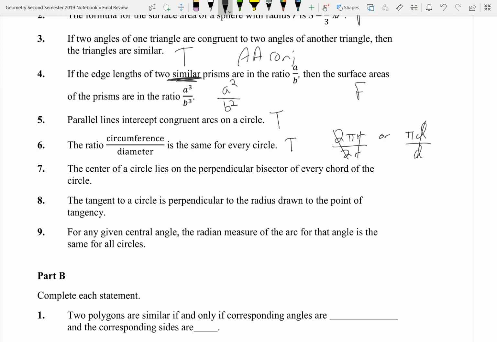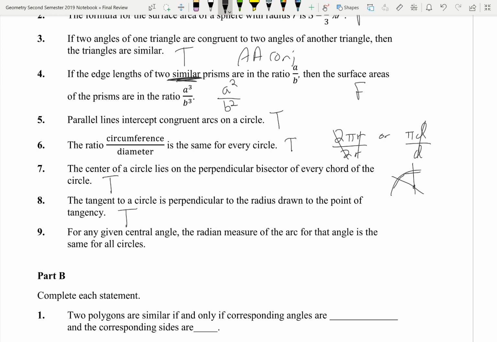The center of a circle lies on the perpendicular bisector of every chord on the circle. That is true. That's a conjecture from chapter 9. Kind of like one of the quiz questions, number 4, where you had that arc and you drew two perpendicular bisectors to find the center of that circle. A tangent to a circle is perpendicular to the radius drawn at the point of tangency. That is true. That's again from chapter 9.